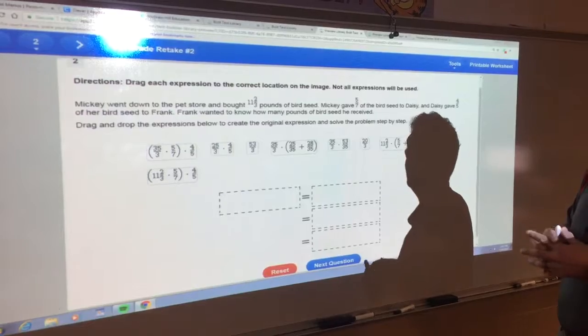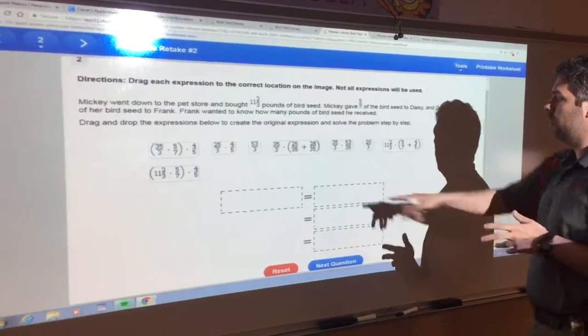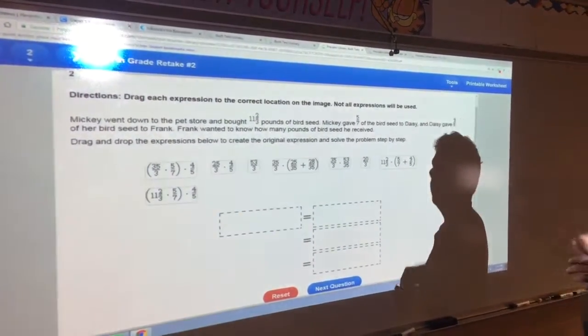The directions say drag each expression to the correct location on the image, so in these boxes. Not all expressions will be used.